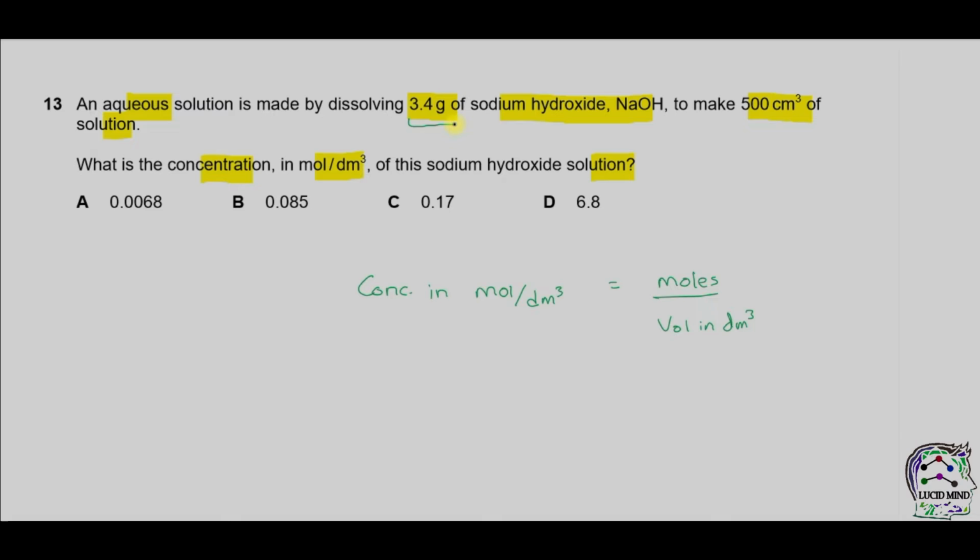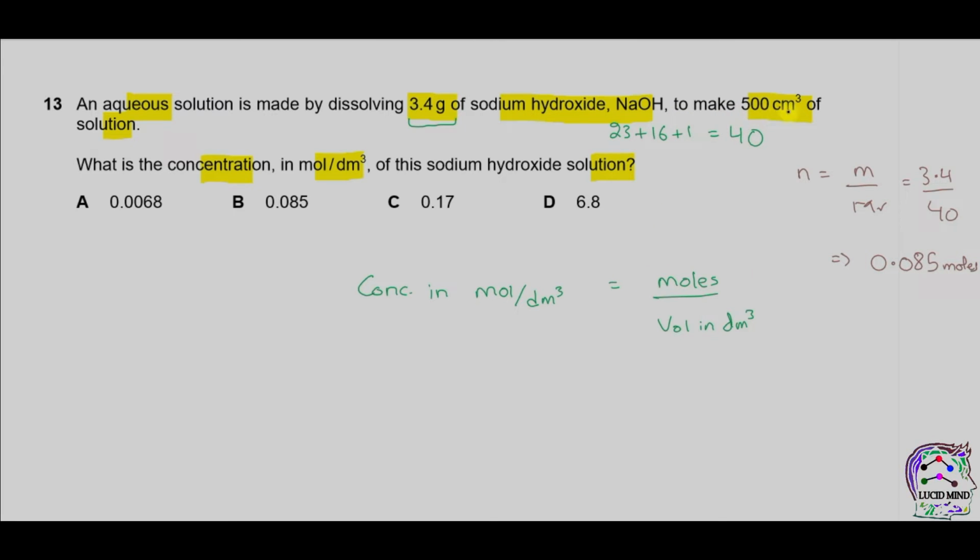They have given us mass in grams for sodium hydroxide. Now we can find the molecular mass of sodium hydroxide. Sodium is 23, oxygen is 16, hydrogen is 1. So Mr of sodium hydroxide is 40. Number of moles is equal to mass in grams divided by Mr. Mass in grams is 3.4, Mr is 40. So we can divide both of these, and it comes equal to 0.085 moles.